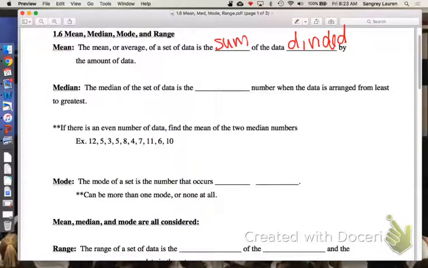The median, you might remember, is the middle of the set of data. So it is important that we always have our values arranged from least to greatest. So let's do a little example. If we have an even number of data, then we have to find the mean of the two medians. So the first thing that we would need to do is get these in order from least to greatest. So you can do it while I do it on the board.